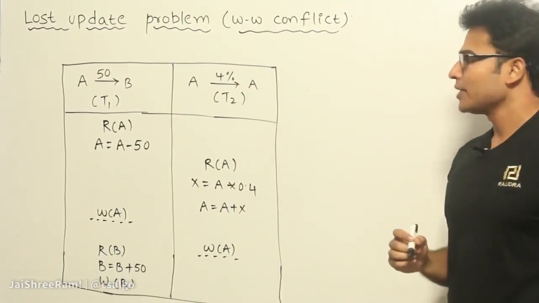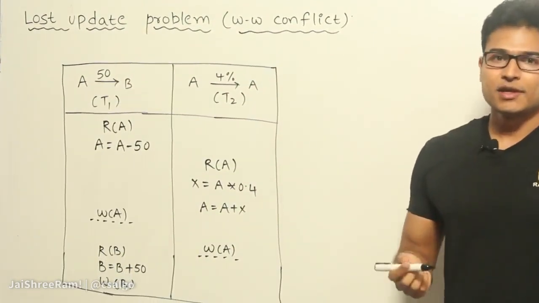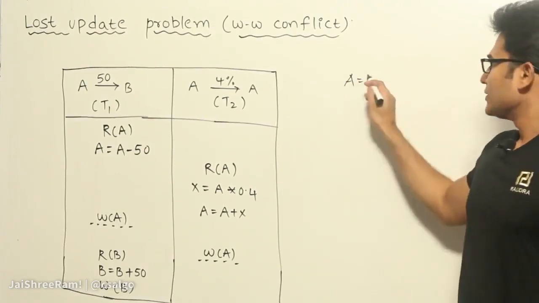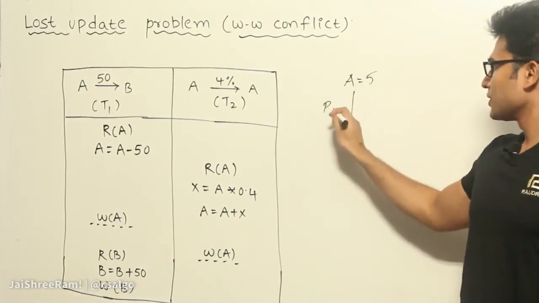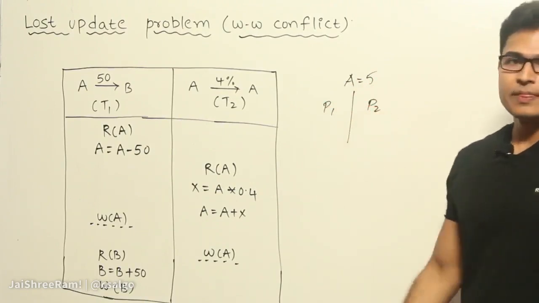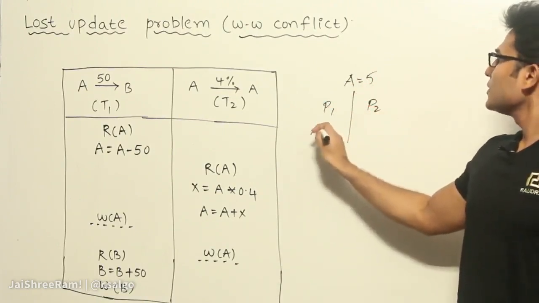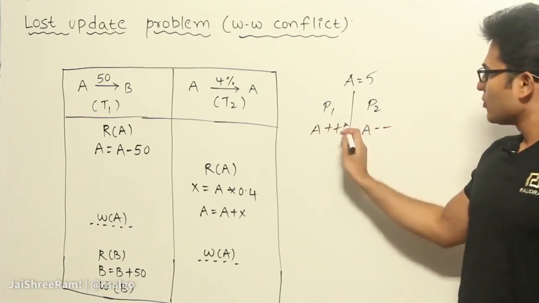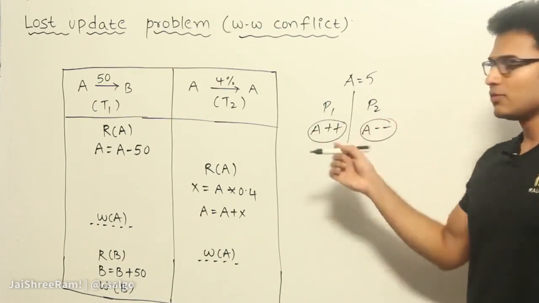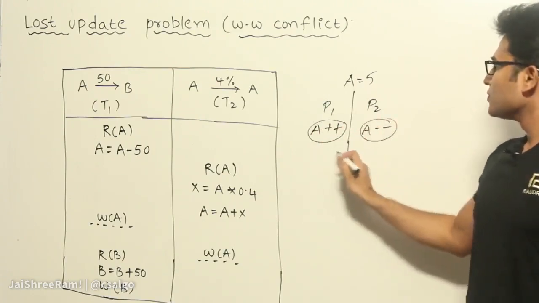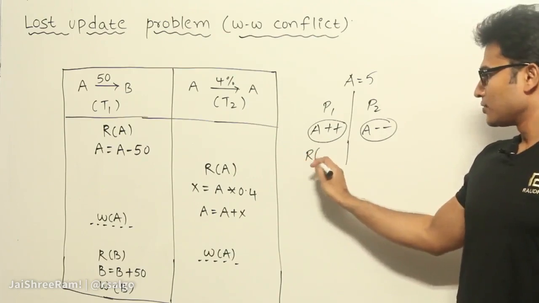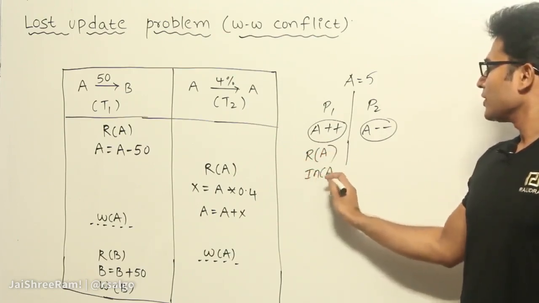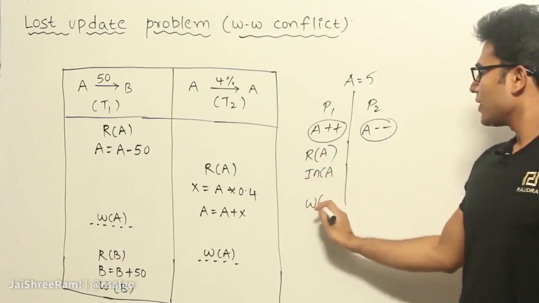In operating systems also you might have seen something called a race condition. In a race condition, let us say the value of a variable A is 5 and there are two processes, P1 and P2. Process P1 is going to increment it and process P2 is going to decrement it. If you see these operations in an interleaved fashion, it is going to do something like this. One is going to read the value of A, and then increment the value of A, and then write the value of A.